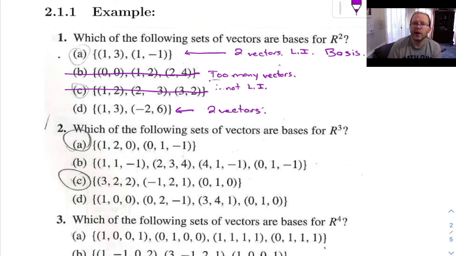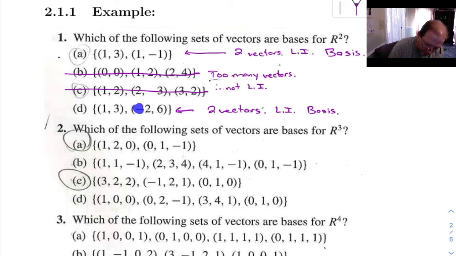Well, if you've only got two vectors, then if they're linearly dependent, it means that one's a multiple of the other. I think they're trying to throw us off here by making this almost doubling this. So these are two vectors, they are linearly independent, therefore this is a basis.